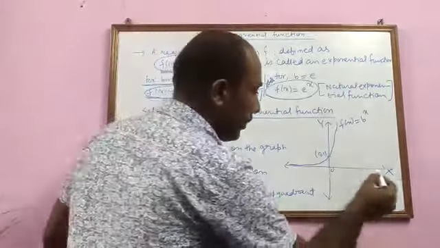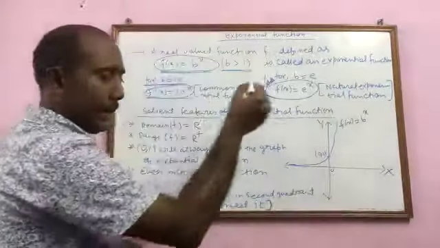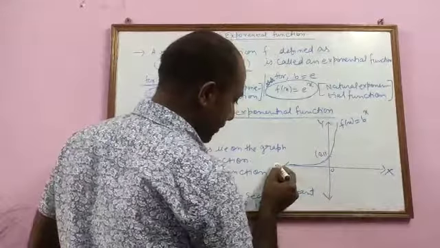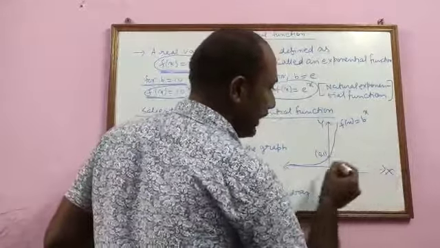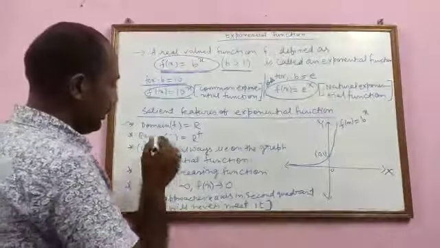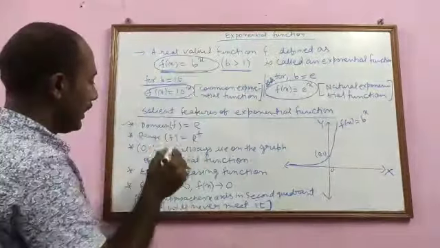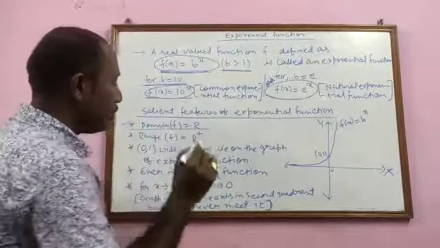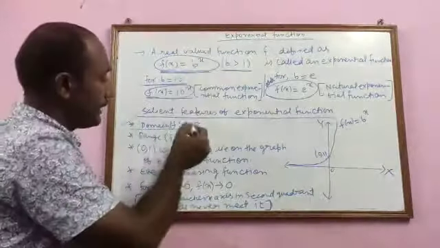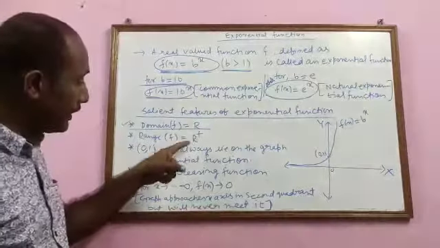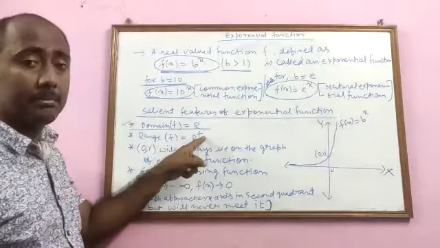Here you can see I have plotted the graph of the exponential function. The value of x here on the x-axis is from minus infinity to infinity. As you go on taking the values, there is no such value for which this function is not defined. So we say that the domain of the exponential function is R. Now what about the range part? The range of the function is the positive real numbers.